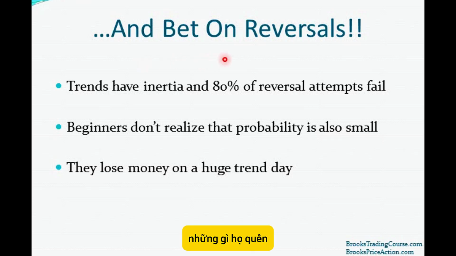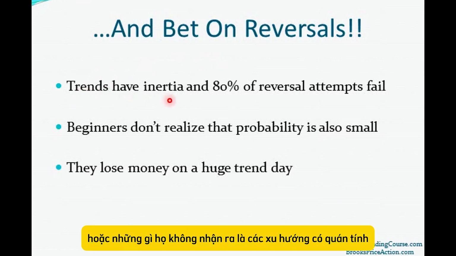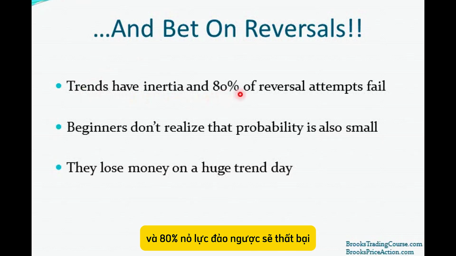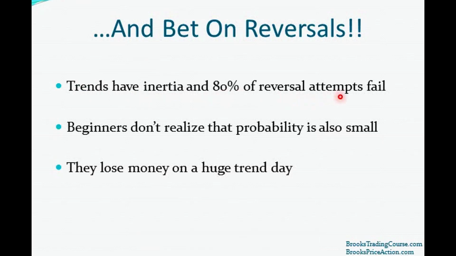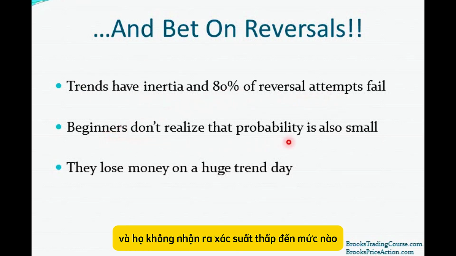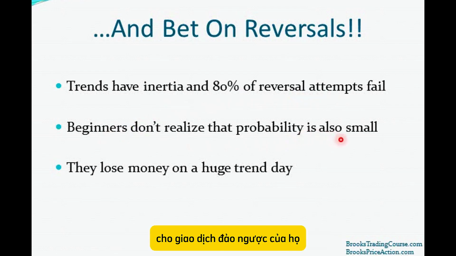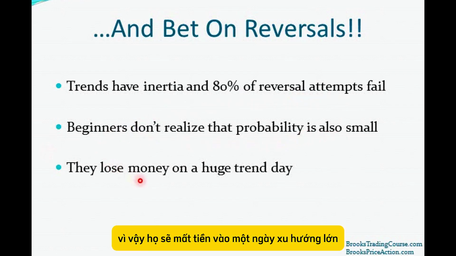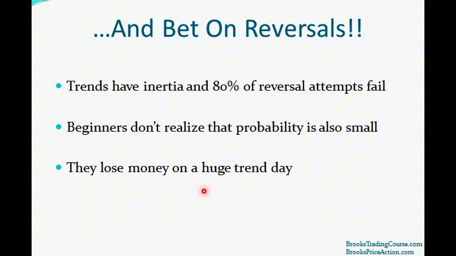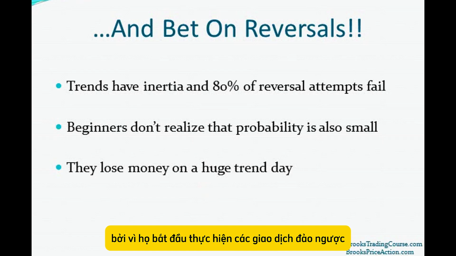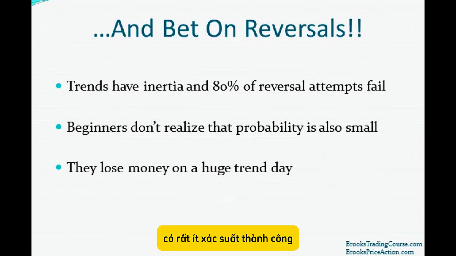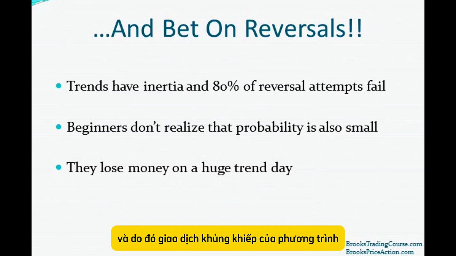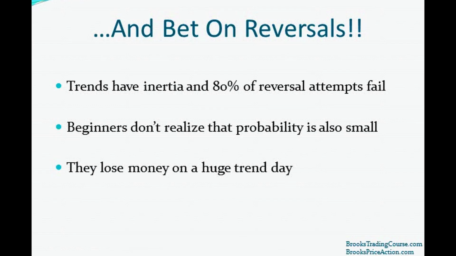What they forget, or what they don't realize, is that trends have inertia, and 80% of reversal attempts will fail. They don't realize how low the probability is for their reversal trade. So they end up losing money on a huge trend day, a day when they should have made a lot of money, because they started taking reversal trades that have very little probability of success. Reward probably no bigger than the risk, and therefore a terrible trader's equation.